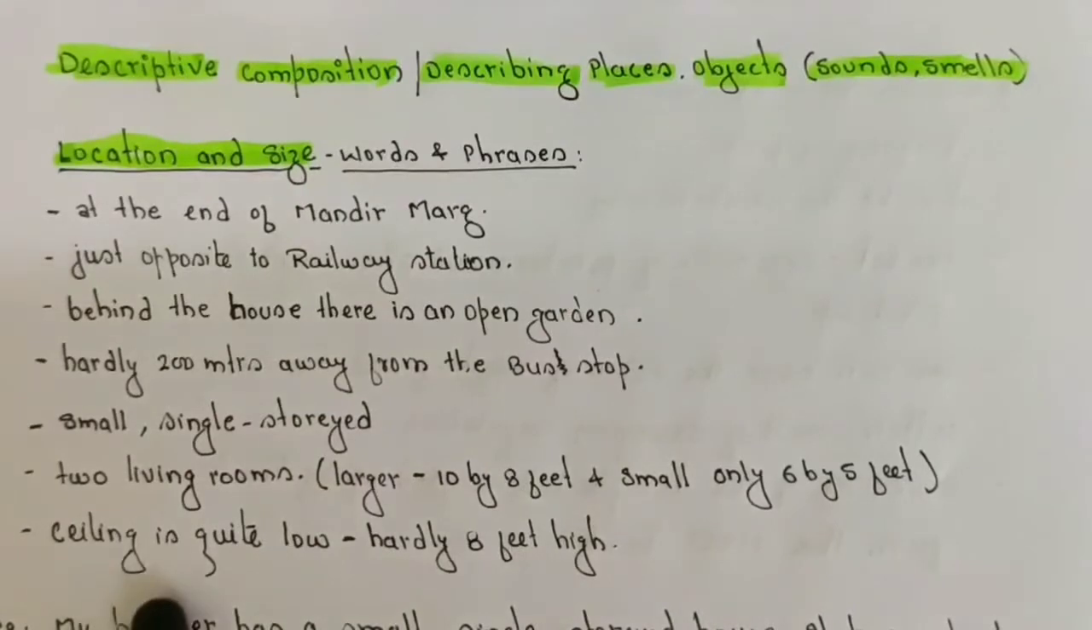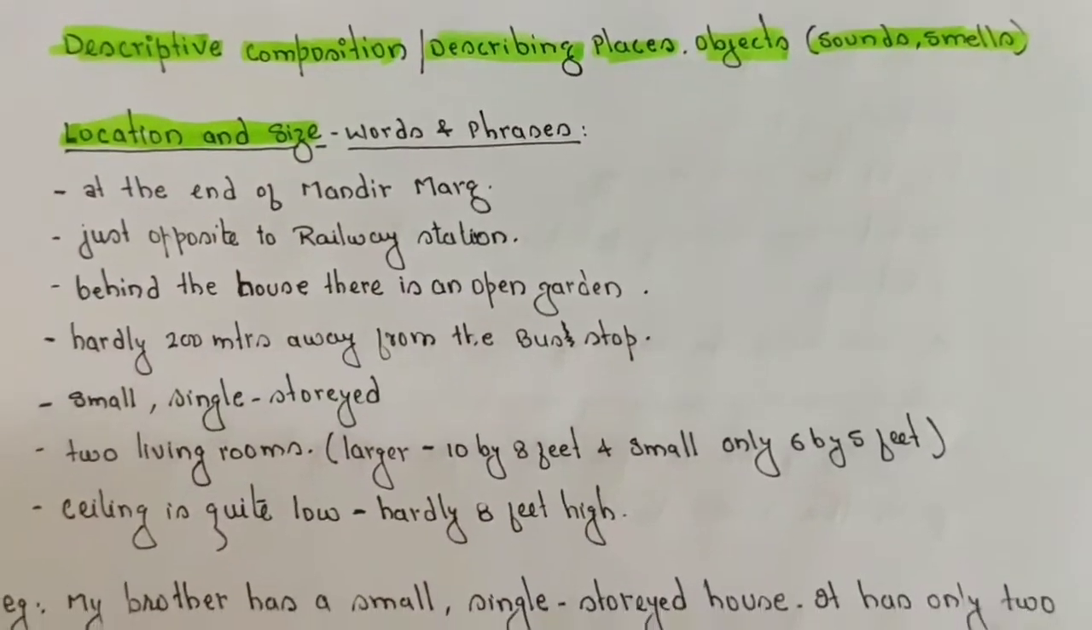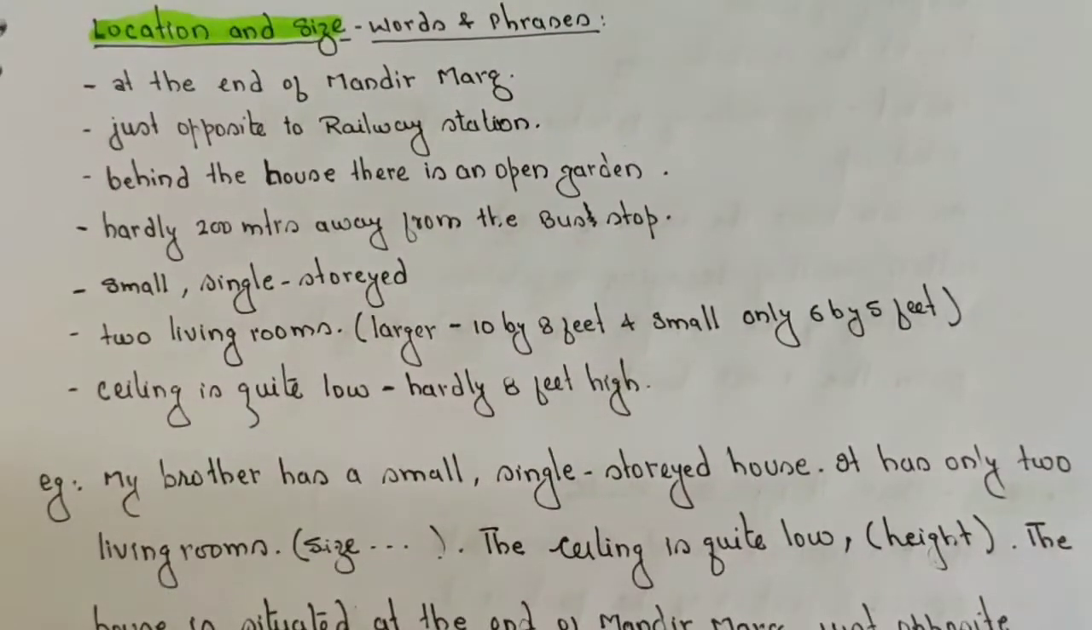Now ceiling, generally the height of ceiling is 11 feet, 12 feet, but here I just wrote 8 feet just to mention that you can attract the attention of a reader, the 8 feet, which is hardly a door's height. So ceiling is quite low, hardly 8 feet high. So now while writing or while describing a house, you have to just connect these words, that's all.